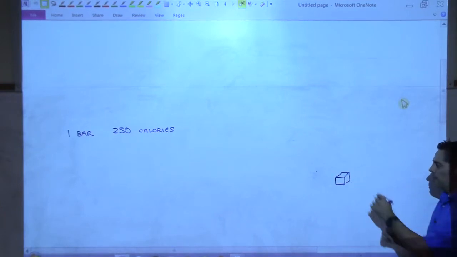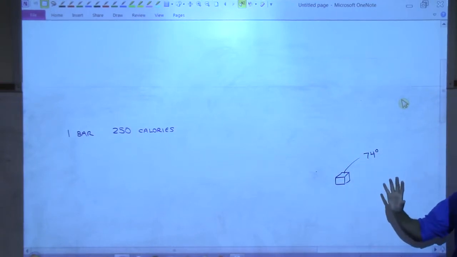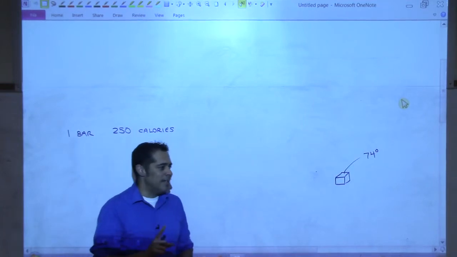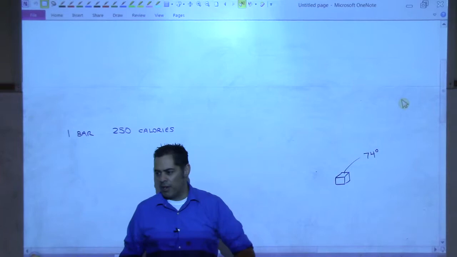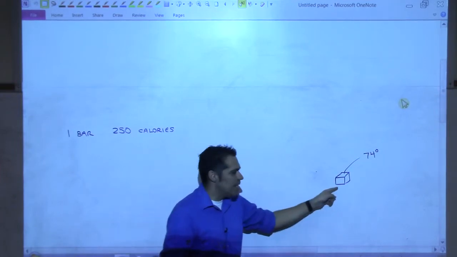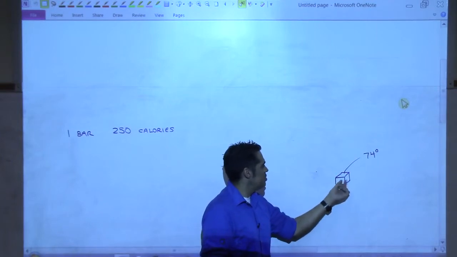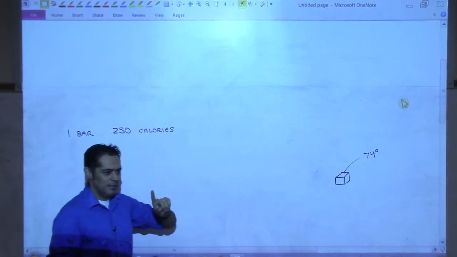Let's just say that the temperature of that water, just for the sake of saying it, is 74 degrees. 1 calorie is the amount of heat it would take to raise the temperature of that water 1 degree. So imagine a little candle under here. However much heat is required to make that 75 degrees is 1 calorie.